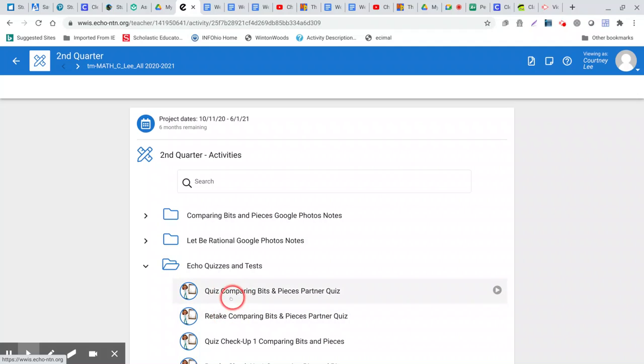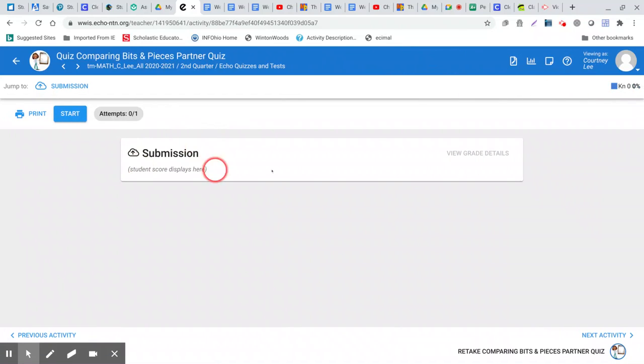If you look at your test and quiz, after you submit it, you click on view grade details, view the questions. It will show you the questions, what you got right, what you got wrong, what the correct answer was. And if you want to do a retake after you review the original, then you can do the retake. But please look at the original test first if you submitted it.